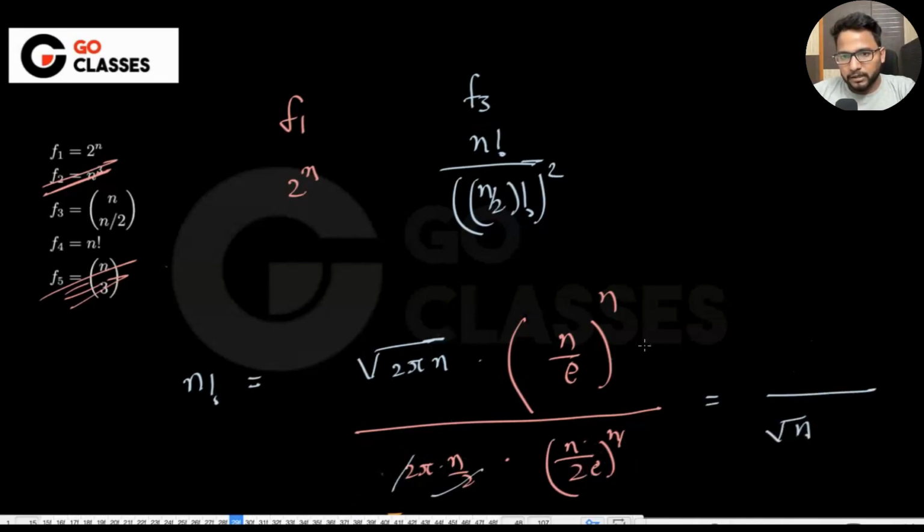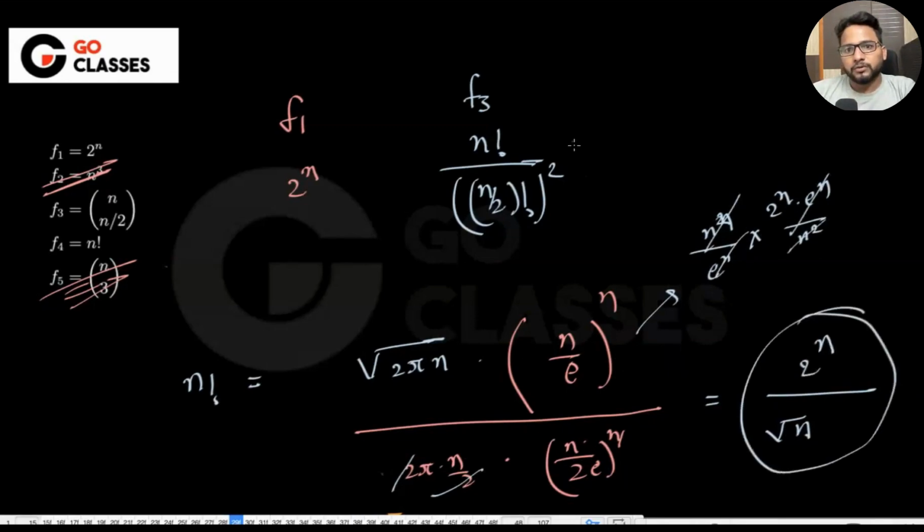This is e power n. So this is n power n upon e power n. This is 2 power n into e power n upon n power n. So this is 2 power n multiplication. Okay. 2 power n upon square root of n. So it is coming out to be 2 power n upon square root of n. So that's why this is strictly greater, right? Because this is divided by some function. So that's why this is strictly greater. So F1 is strictly greater.